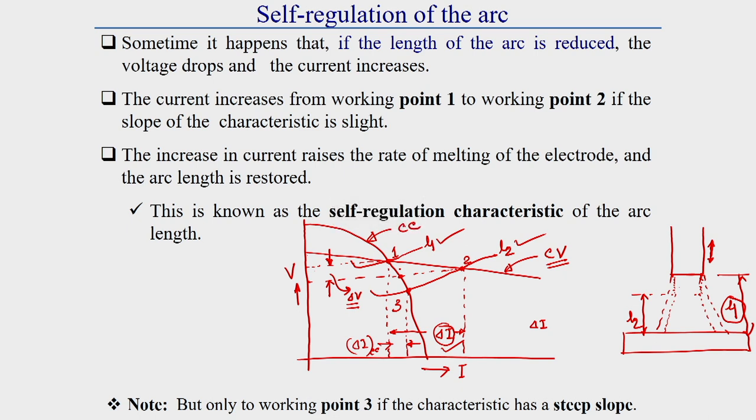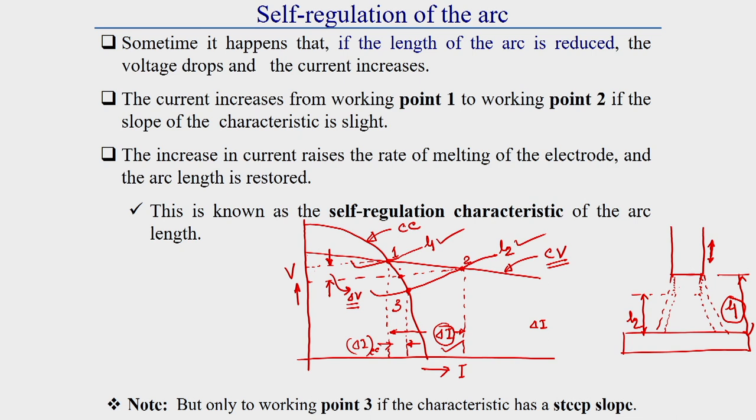So, what happens? Due to this change of arc length, in a constant voltage power source the working point will shift from 2 to 1, whereas in a constant current power source characteristic, the working point will stay at 3. That means if the arc length decreases to L2 in case of constant current, the arc length will remain L2, whereas in case of constant voltage power source characteristics, if a small amount of voltage decreases, then more current will change, and due to this more current change, more melting of filler material will take place.